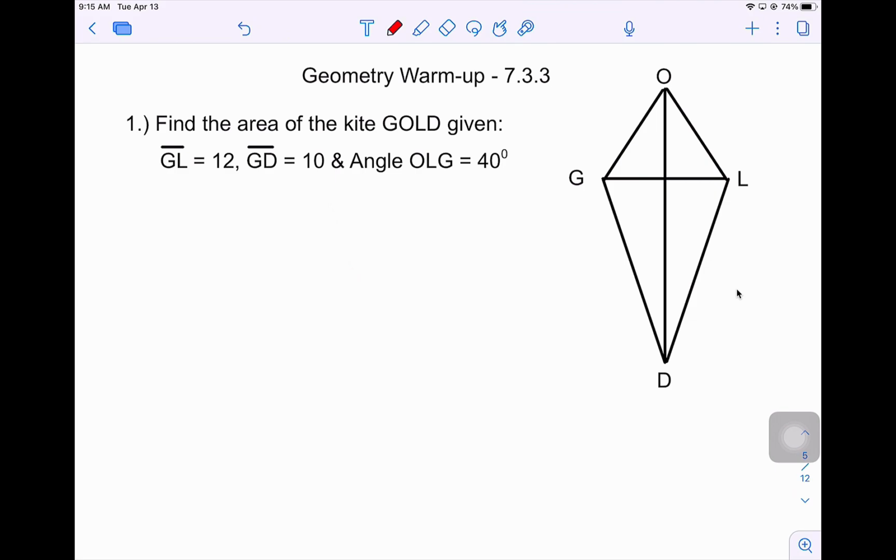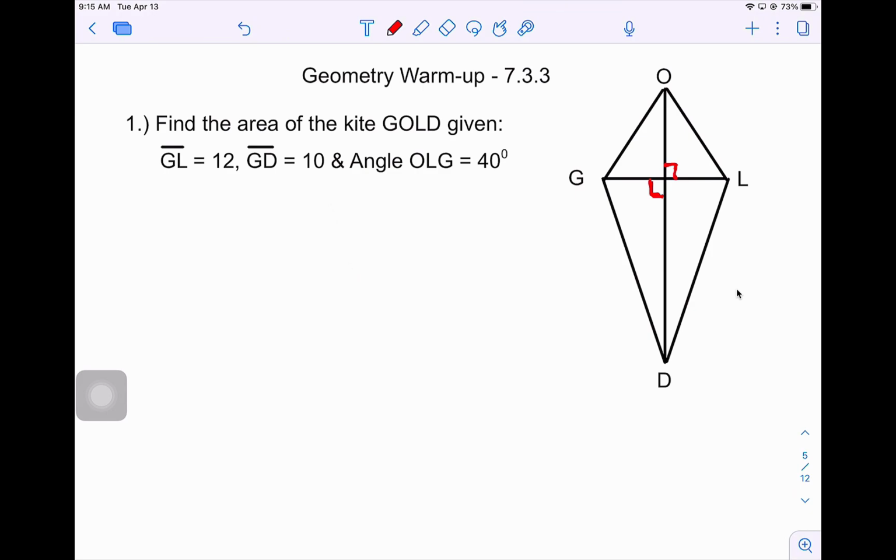You could find the area of this top triangle, GOL, and then find the area of the bottom triangle, GLD. Or you could find each one of the four and then just add them all up, either way. There are two properties of a kite that you have to be aware of in order to do this problem. One is that the diagonals are perpendicular to each other, so you know all four of these are right triangles. That's one thing you have to be aware of.